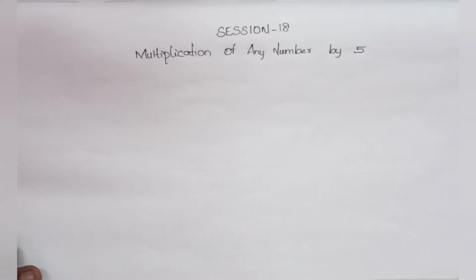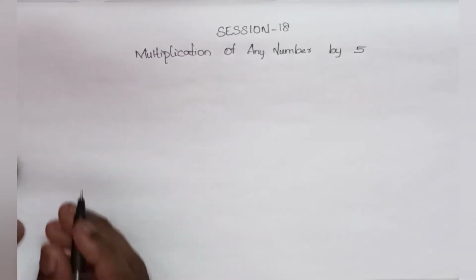Today we are going to discuss multiplication of any number by 5 in the easiest way. Let me show it through examples. First of all, I am just going to explain through examples.